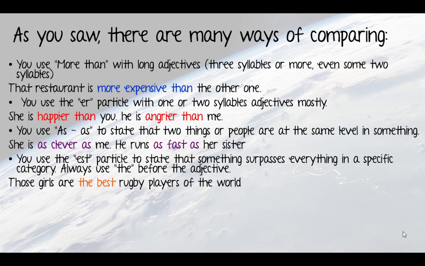You use the est particle to state that something surpasses everything in a specific category. Always use that before the adjective. So, those girls are the best rugby players of the world. We were the fastest runners of the country.